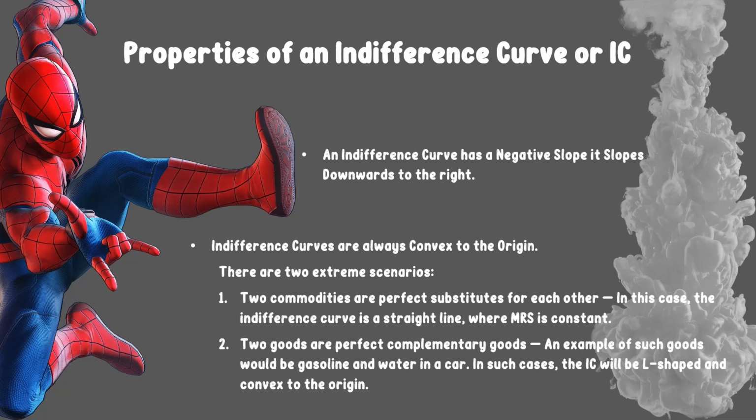However, there are two extreme scenarios. The first scenario is when two commodities are perfect substitutes for each other. In this case, the indifference curve is a straight line, where MRS is constant. And the second scenario is when the two goods are perfect complementary goods. An example of such goods would be gasoline and water in a car. In such cases, the IC will be L-shaped and convex to the origin.